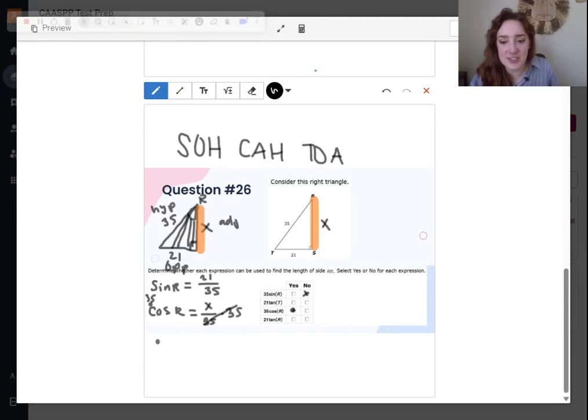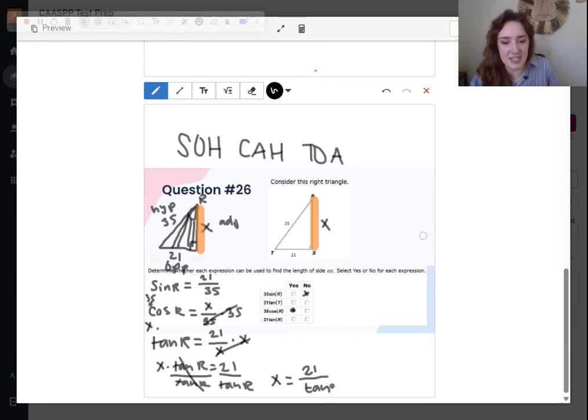All right, next one, tangent. Let's check: tangent of R is opposite over adjacent. Opposite is 21, adjacent is X. If we're getting X by itself, we'd have to multiply both sides by X. We'd have X times the tangent of R equals 21, but we'd have to get X by itself, so divide tan R from both sides. We'd have X equals 21 divided by the tangent of R.